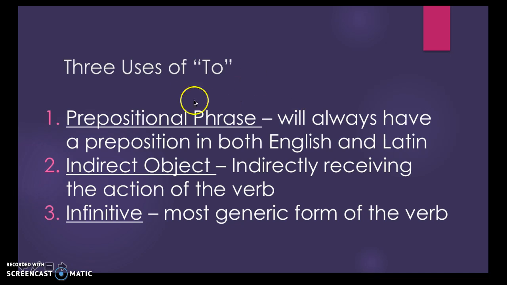All right, quick recap. The three uses of "to" can be prep phrases, indirect objects, or infinitives. Prep phrases will always have a preposition, in both English and Latin. An indirect object indirectly receives the action of the verb. In Latin, it's indicated by case. It'll be in the dative. In English, it can be translated as "to" or "for," or it can just be position. The infinitive is the most generic form of the verb. It'll be a vowel plus "re" in Latin, and in English, it always has the word "to" in front of it.